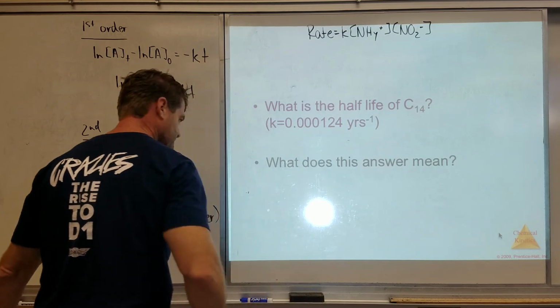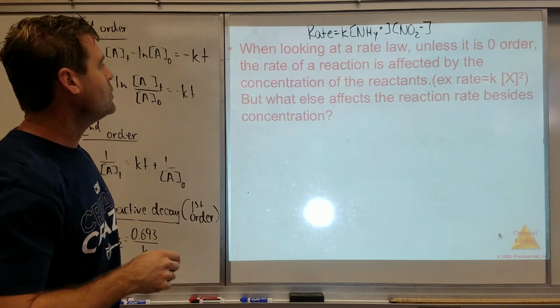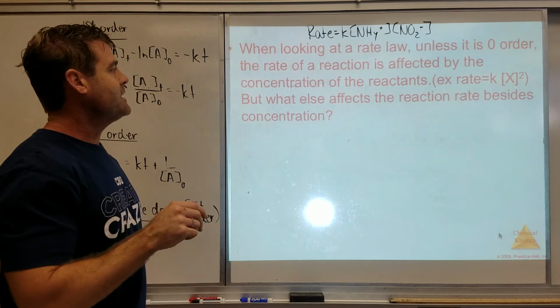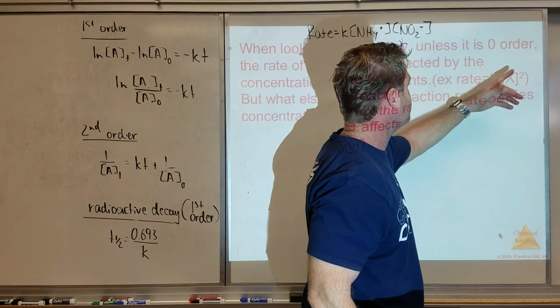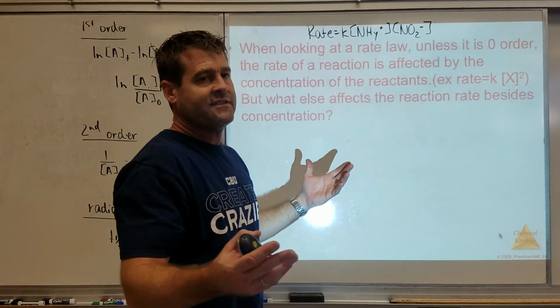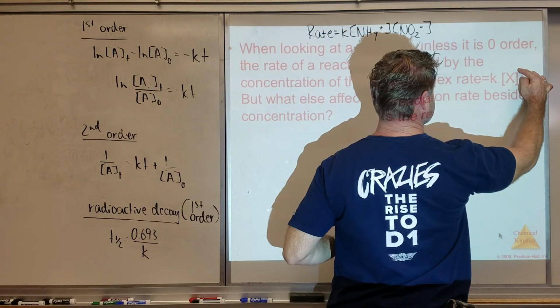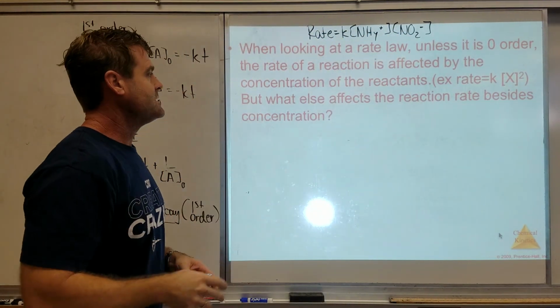Okay, last thing. When looking at a rate law, unless it is zero order, the rate of a reaction is affected by the concentration of the reactants. Think about a rate law. You see this is a second order. Notice it's to the second power. See, the rate is dependent upon the concentration. Unless it's zero order, where this is a zero, and you don't even have a concentration of it. We'll just leave it at that.